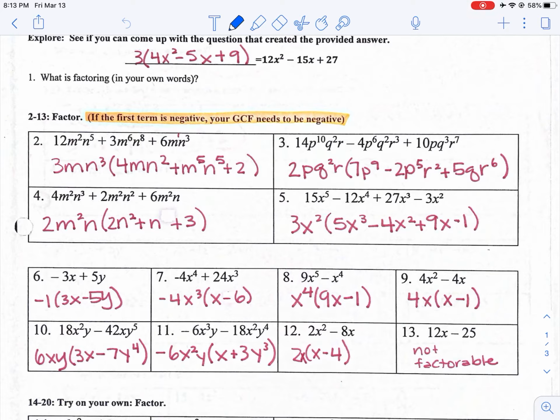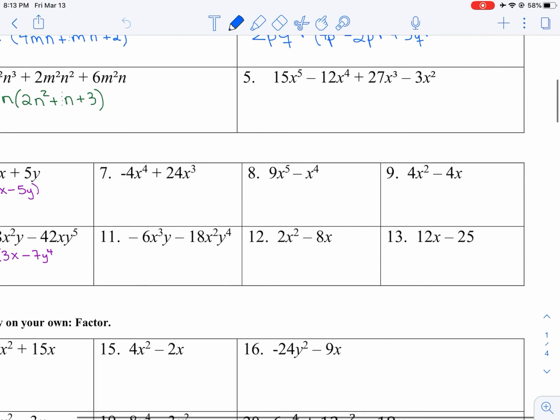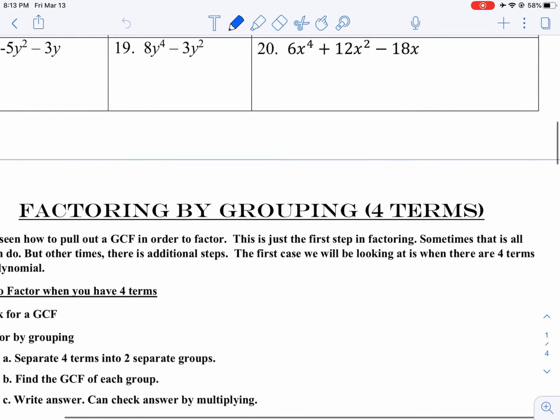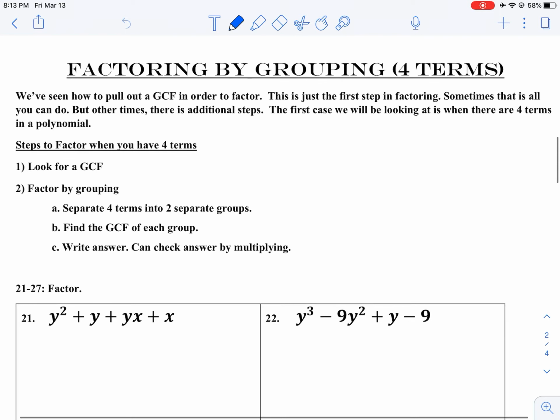Okay, so next, I'm going to go back to this. We're going to go down here to this. The second part of today is factoring by grouping. And this is when you have 4 terms. In order to do factoring by grouping, you need to have 4 terms.